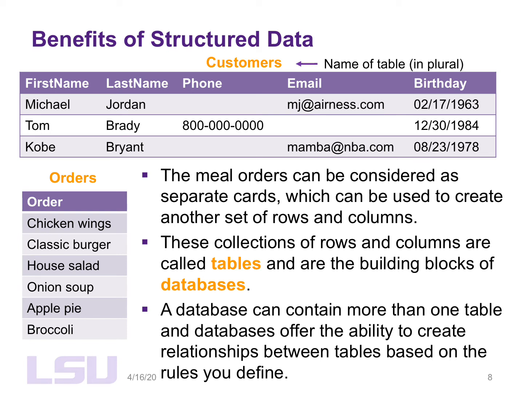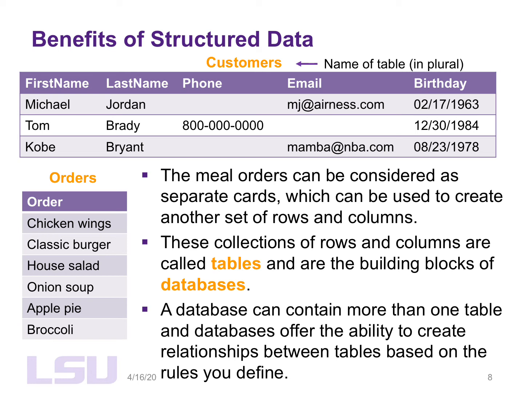Notice that we use the convention of pluralizing the name of the table. So customers in plural, orders in plural. It's just a way to make it easy to know that you're dealing with a table rather than the records in the table. So the meal orders can be considered as separate cards or separate tables. And this collection of rows and columns is called a table. Here you have only one column, right? Multiple rows, but one column. You could have another column, which we'll talk about shortly.